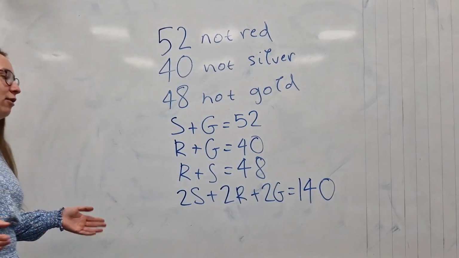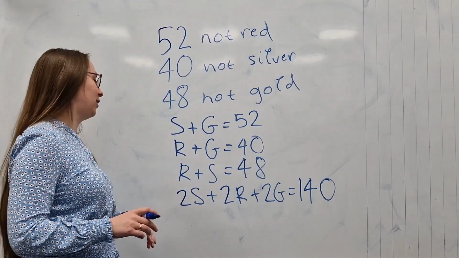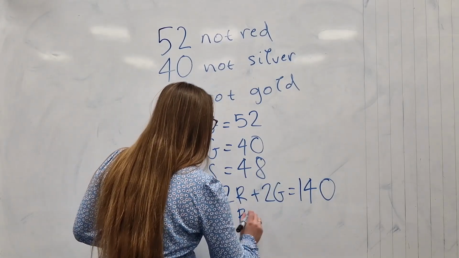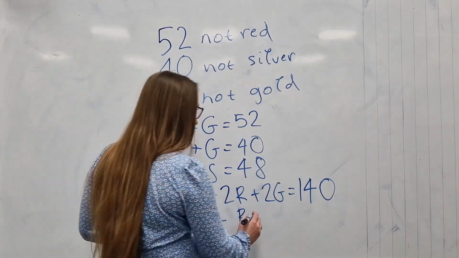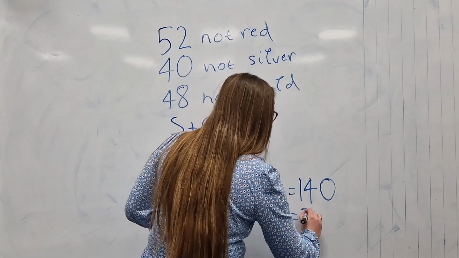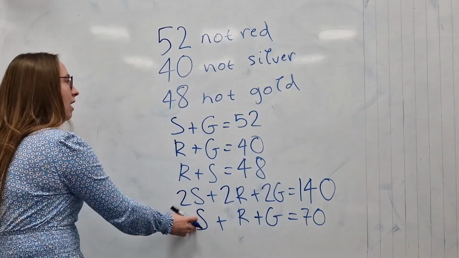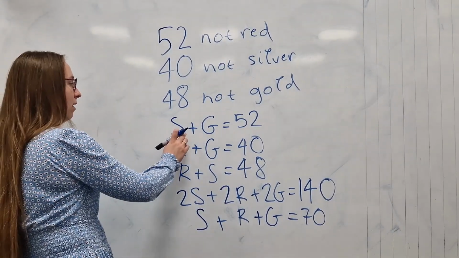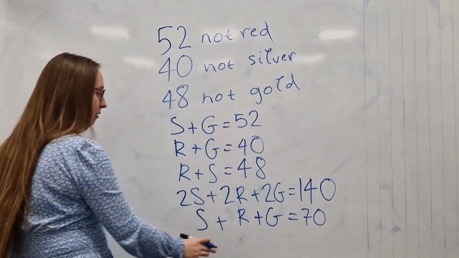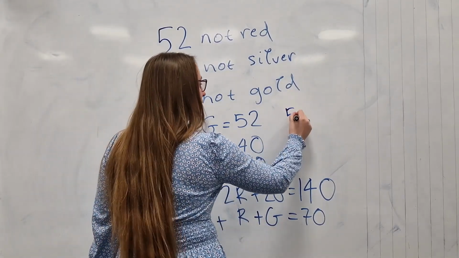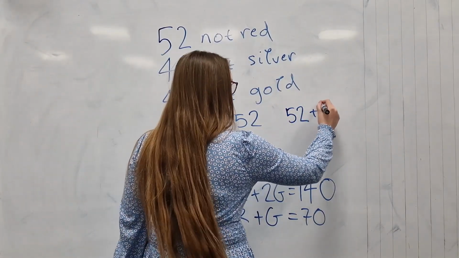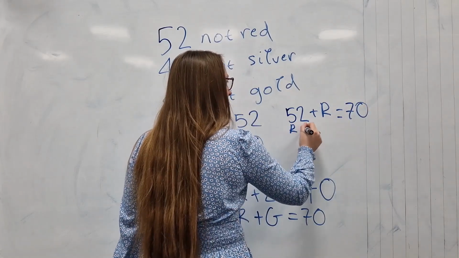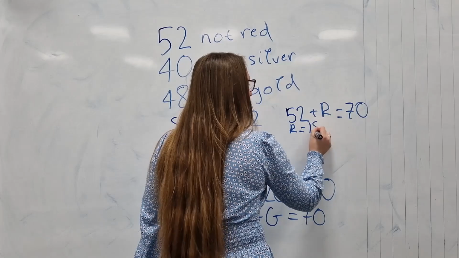140. And then, coincidentally, it works like the other simultaneous equation one did. So we divide everything through by 2. So we've got s plus r plus g equals 70. And then we can use these equations with this one. If silver plus gold equals 52, then we have 52 plus red equals 70. So red must equal 18.